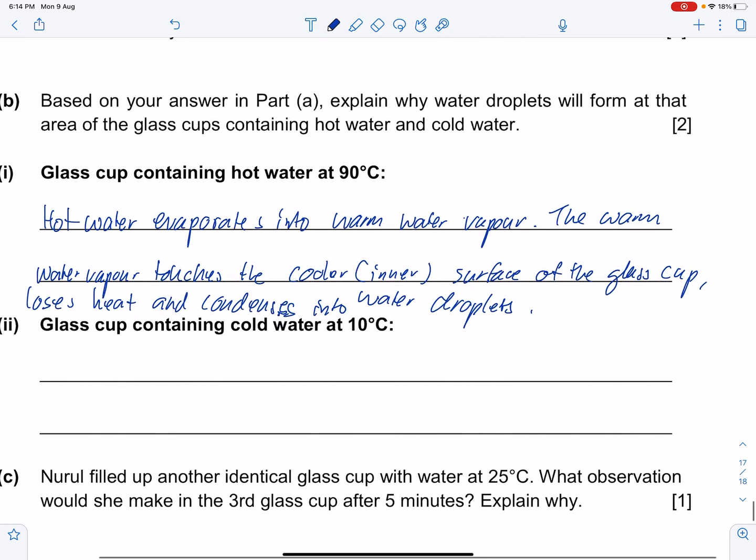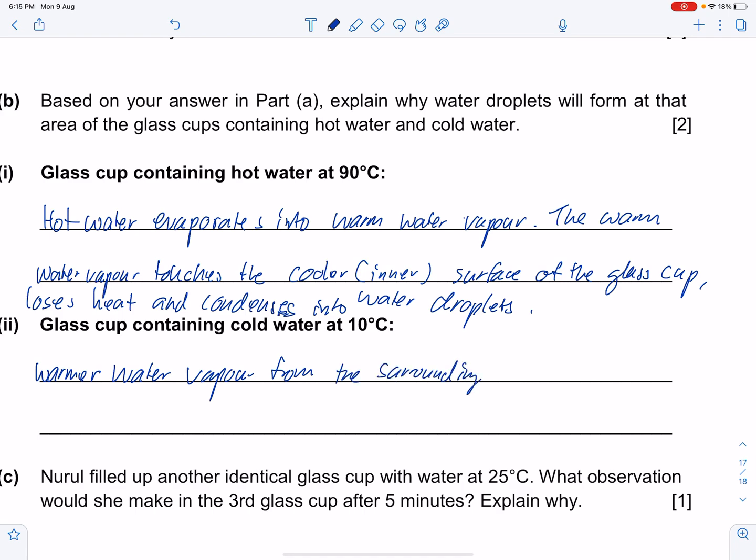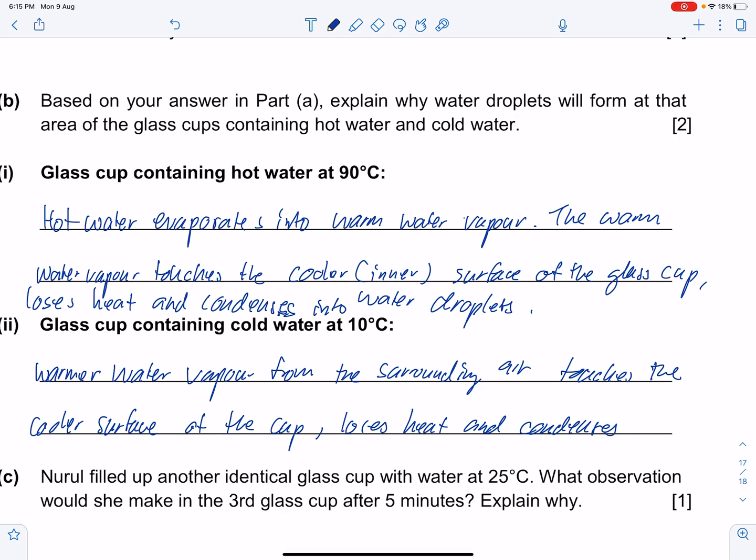Okay, the next one, similar thing, just that now you have to identify where is the source of water vapor. So in this case, like I tell you, it's from the surrounding air, right? So warmer water vapor from the surrounding air touches the cooler surface of the cup, loses heat, and condenses into water droplets.